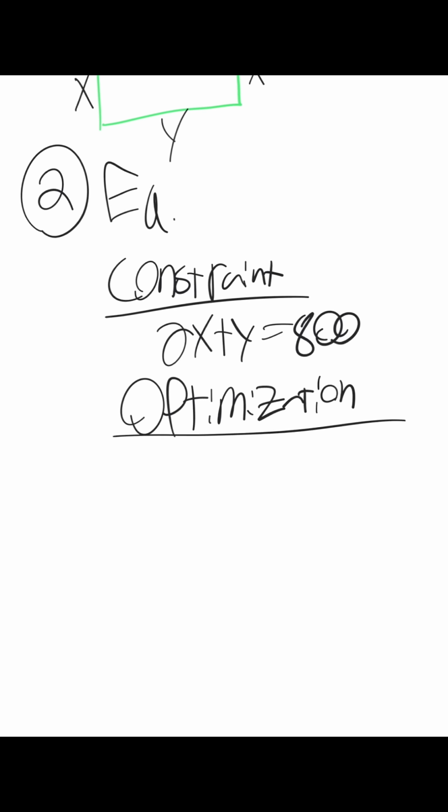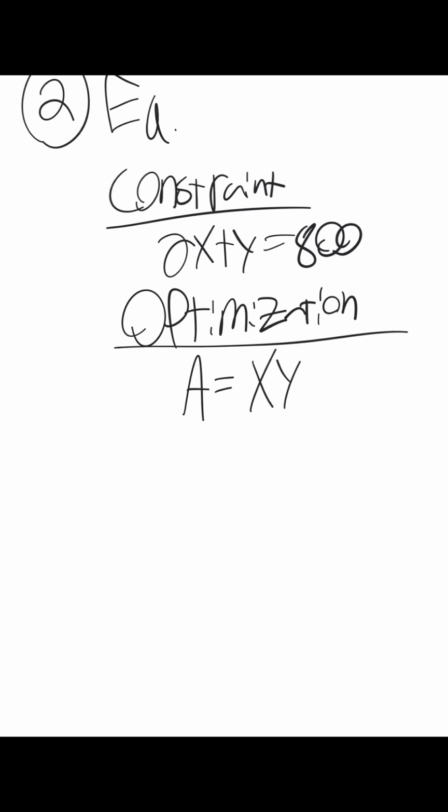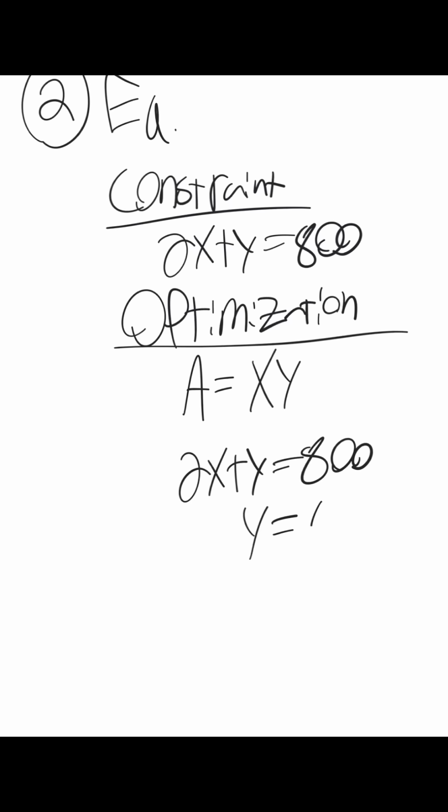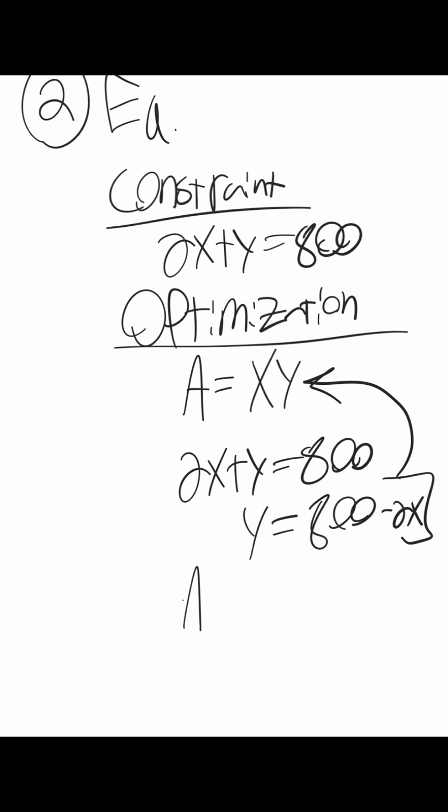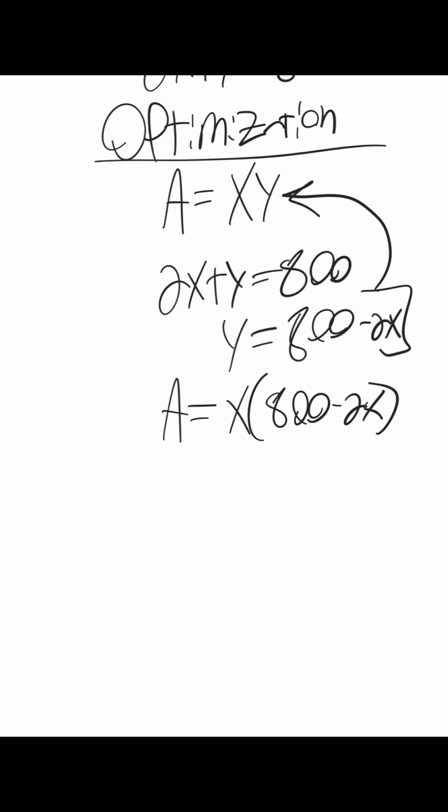is going to be area, where area is equal to xy, but we want area in terms of one variable. 2x plus y equals 800, or y equals 800 minus 2x. We can substitute that in for y, so area equals x times (800 minus 2x), or area is equal to negative 2x squared plus 800x.